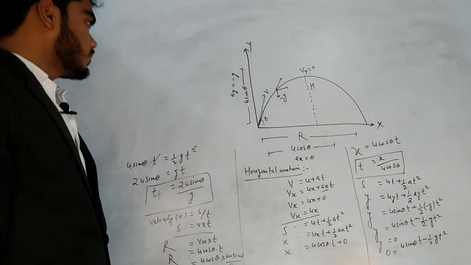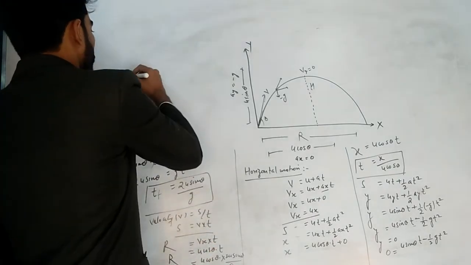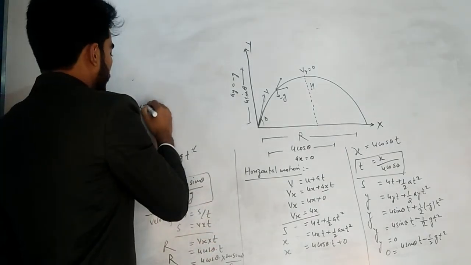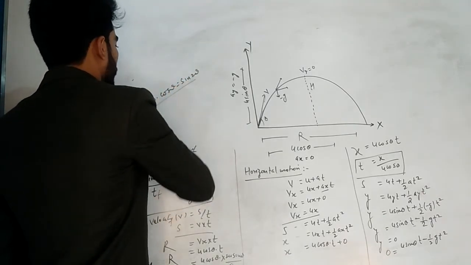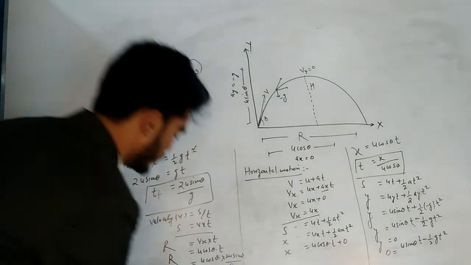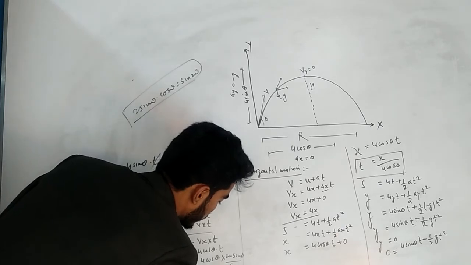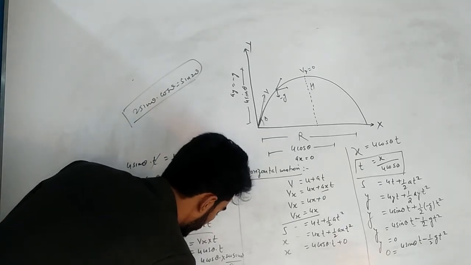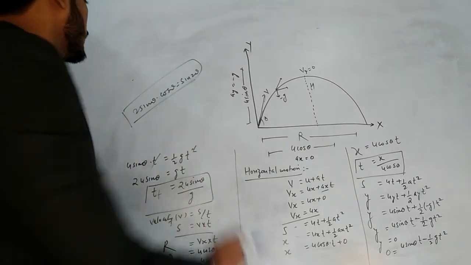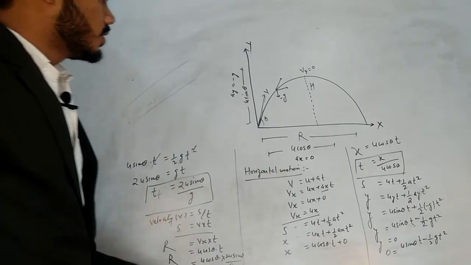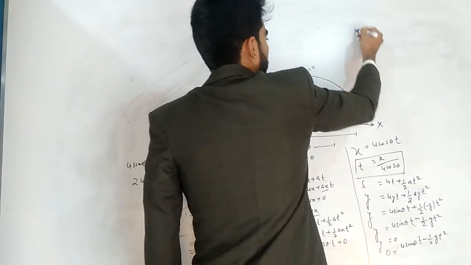Okay, so we know a very important portion: 2 sin theta into cos theta is equal to sin 2 theta. This is the trigonometric formula. So we can put here r is equal to u square sin 2 theta by g. Okay, so this is the horizontal range. This is how we can find out the horizontal range. And the second one, the most important part, is the maximum height.